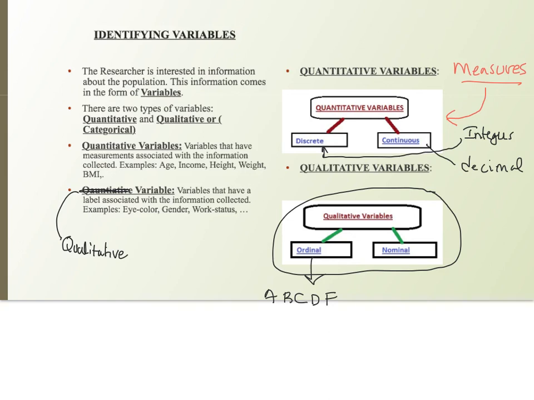So anything that can be placed in an order is called ordinal. Qualitative variables that are nominal have no order associated, but they are labels. Again, eye color is nominal, gender is nominal, work status is, well, I guess work status full-time may be higher than part-time, so that may be ordinal in nature. So those are the ideas about identifying the variables that we're going to be using this semester in our samples.